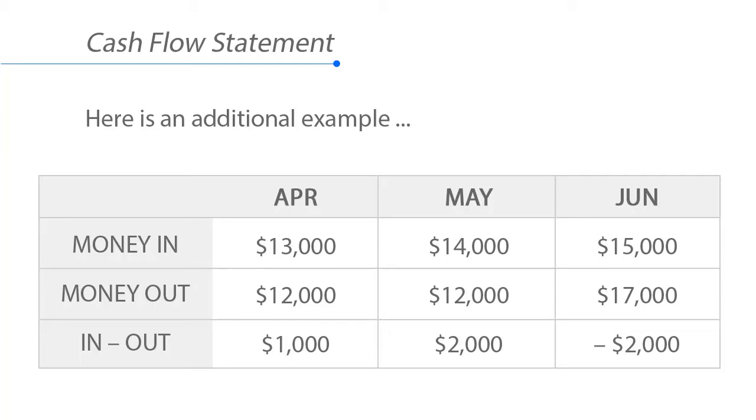In April, we have $13,000 coming in, $12,000 going out for a difference of plus $1,000. So that's good. In May, we have $14,000 coming in, $12,000 going out for a difference of $2,000. That's good as well. In June, however, we have $15,000 going in, but we have $17,000 going out for a difference of minus $2,000. So we're actually down in June by $2,000.